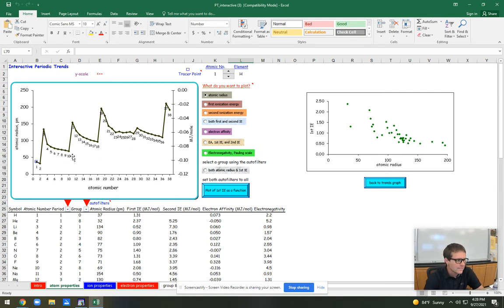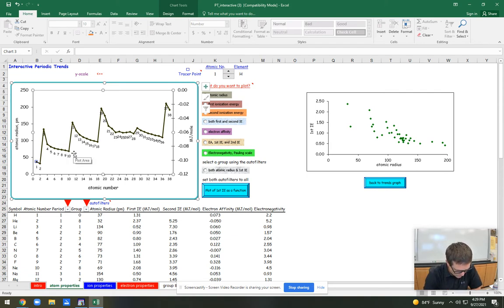Each one of these little sections is actually a row on the periodic table. High point for the alkali metals, and then decreasing across a row.